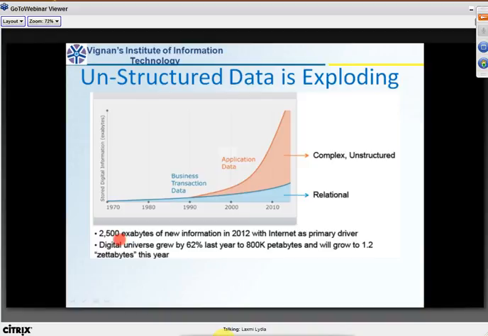So the analysis is saying that nearly 2,500 exabytes of new information in 2015, with the internet as a primary driver. This is the analysis of 2012, but if you take the analysis of 2015, obviously it will be more and more. So this graph is showing how the generation of complex and unstructured data is increasing more and more, which we are demonstrating here.